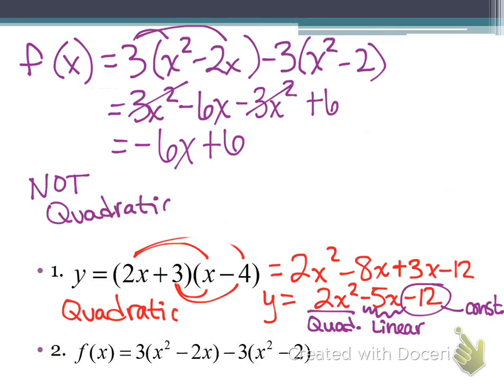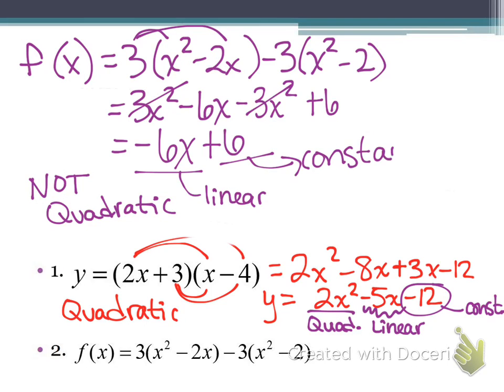We still have a linear and a constant term, though. What term is linear? Negative 6x. The negative 6x is still considered a linear term. And which one is constant? 6. The 6 is a constant term. If the directions ask us to, we should.